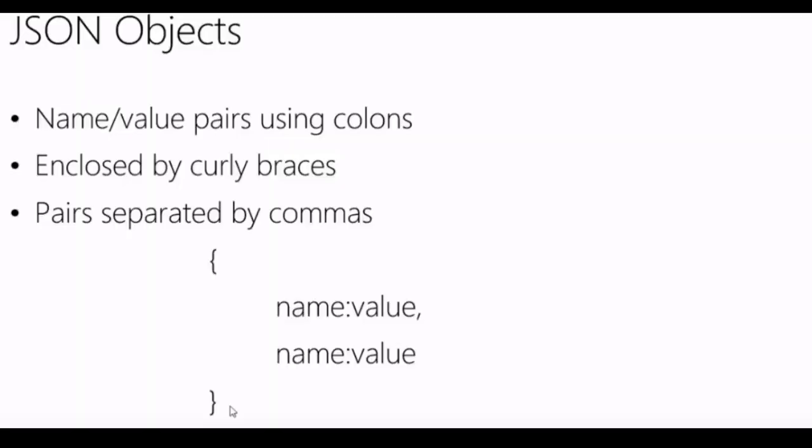It is easy for humans to read and write a JSON file. It has a name and value pair. Let's see an example of what a JSON file looks like. As mentioned previously, a JSON object contains name value pairs using colons, and each and every object is enclosed by curly braces, and the name value pairs are separated by commas.